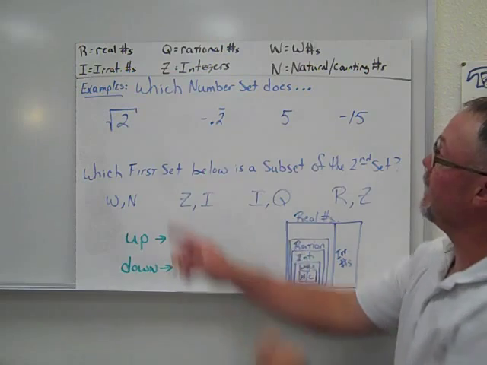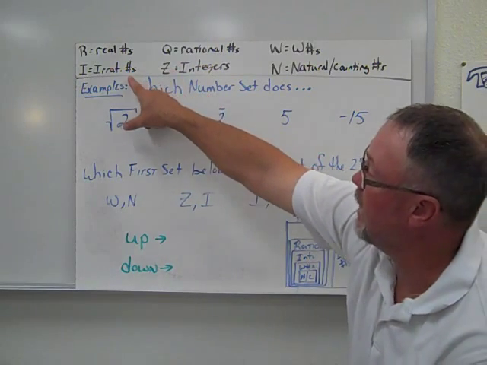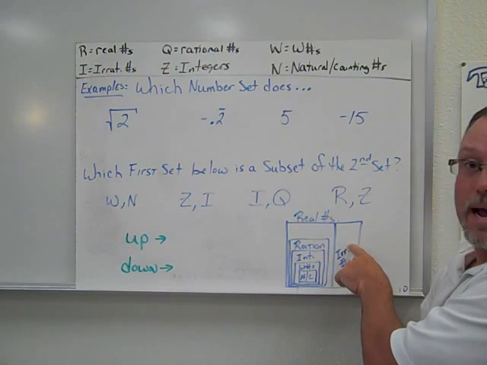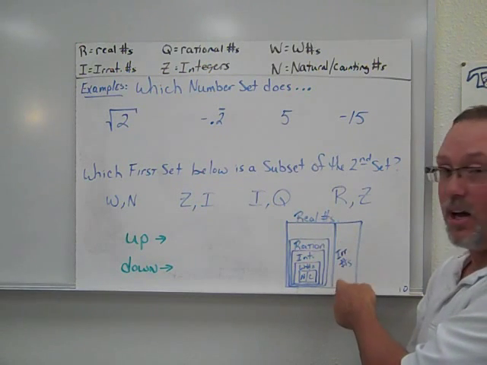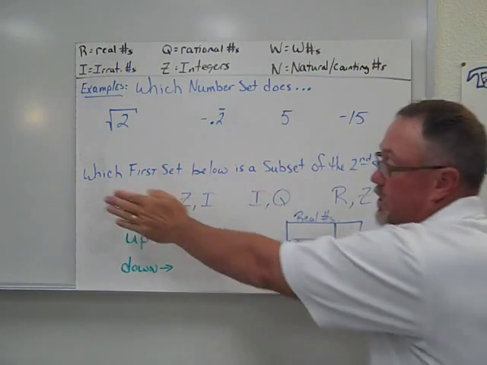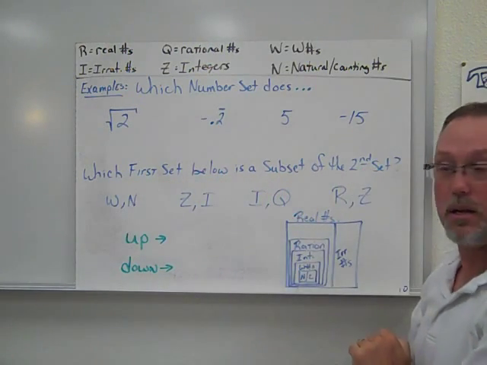Z, I. Z is integers, I is irrational. We're going to start at integers, we're going to go to irrationals. If you cross that line, it can't be a subset. So there's no subset there. So these two are not a subset.